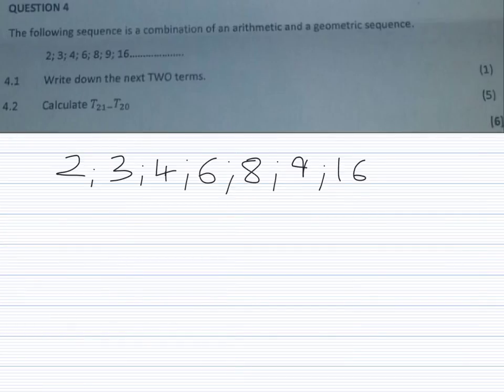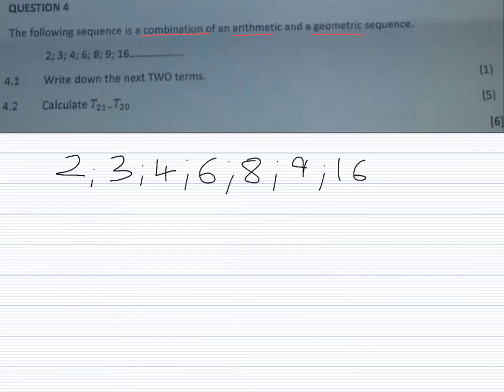Okay, so we've got the last question. The following sequence is a combination. It's a combination of arithmetic and geometric sequence. Okay, and it gives us the sequence. It says write down the next two terms for 1 mark. So that's not too complicated.